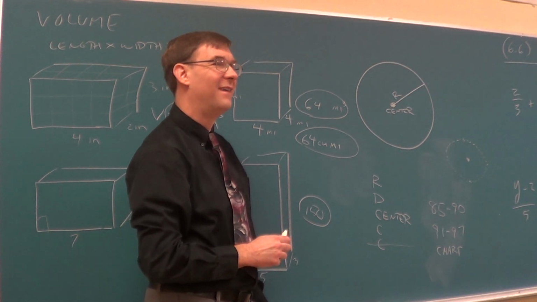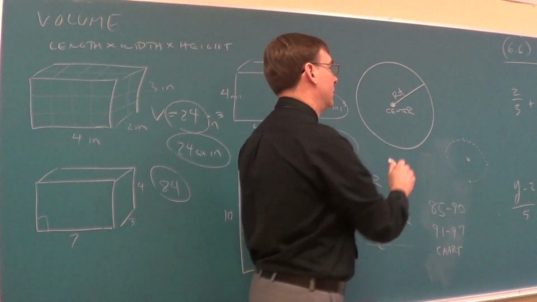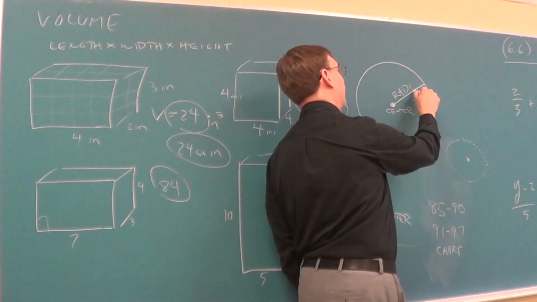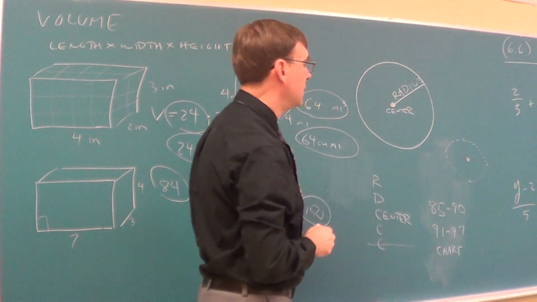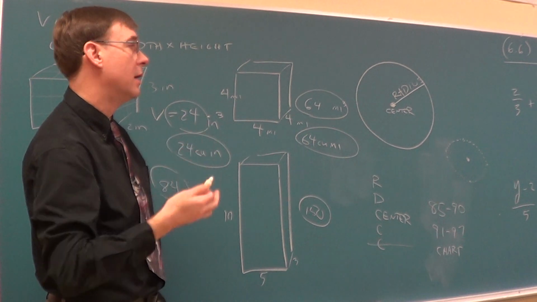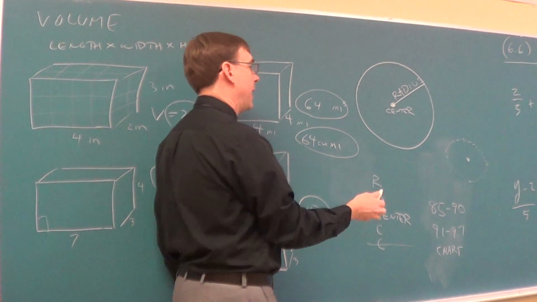Reciprocal. No. Recipient? Radical. Radiator? It's the radius. So you might want to jot that down somewhere. Next time when we take a quiz in about a week, you're going to need to know that word. From the center to the circle, that's called the radius.